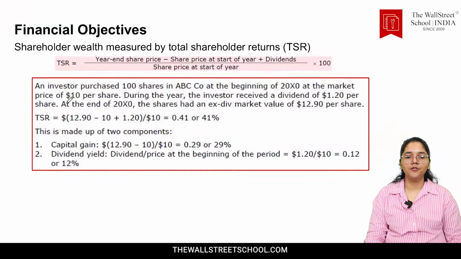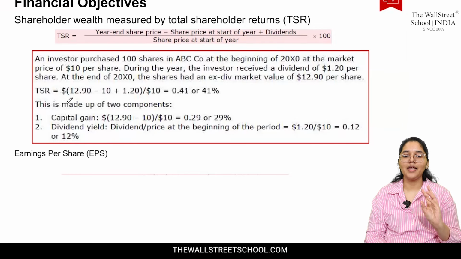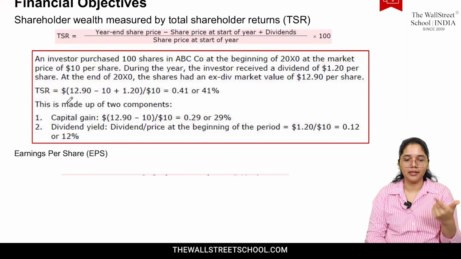Now we are going to move to the next aspect, which is financial objectives. Financial objectives means it is again related to the money aspect. Money aspect from the POV of whom? The point of view of shareholders. So a shareholder gets returns from the company. How does a shareholder get return from the company? Firstly, they get dividends. Secondly, if the price at which they purchased the shares increases, then they make a capital gain.